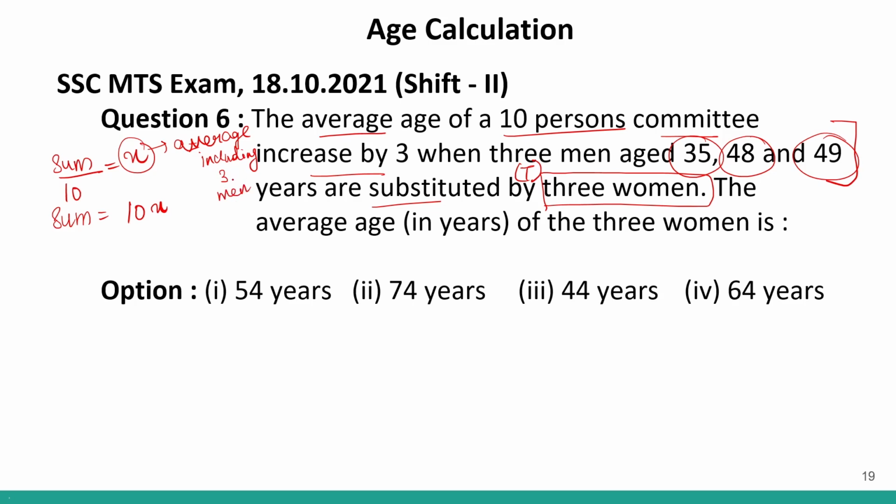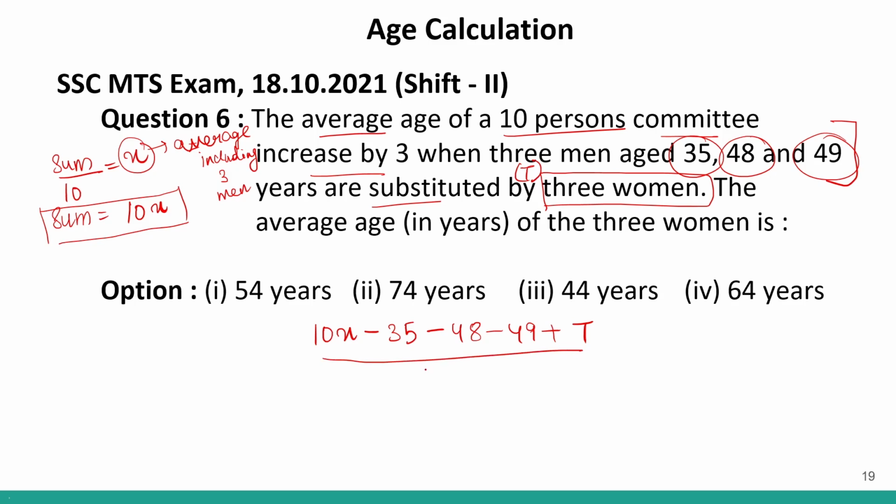Correct? Now we have substituted the men with women. So I can say the sum of these will be 10x. So 10x was the original sum, and I am subtracting the value of these men, and in place of it I am adding the value of T. Correct? And I am dividing it by how much? I am dividing it by 10 people because there are still 10 people. And the average, earlier the average was X, it is increasing by 3.